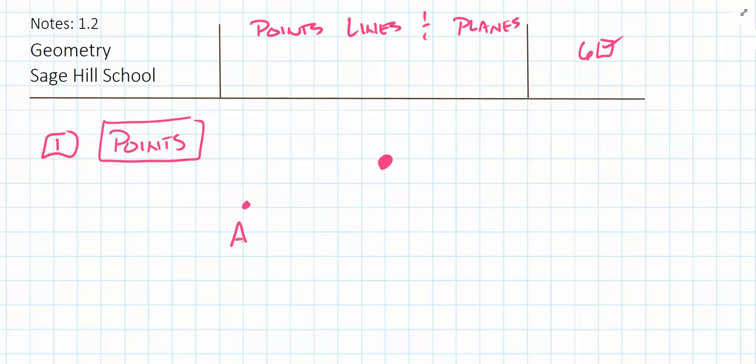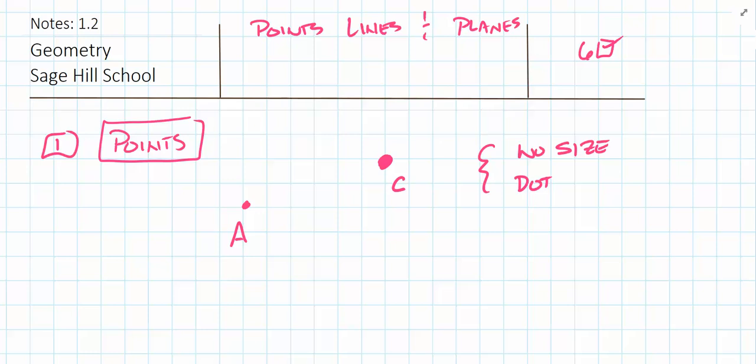A lot of times we're going to label points. We're going to call that point what? A, good. What do you call this point over here? Aha, yeah, see, so it doesn't really matter. It doesn't need to go in any order. They have no size, right? It is what it is. So there is no size associated with these points, and it's represented by a dot.